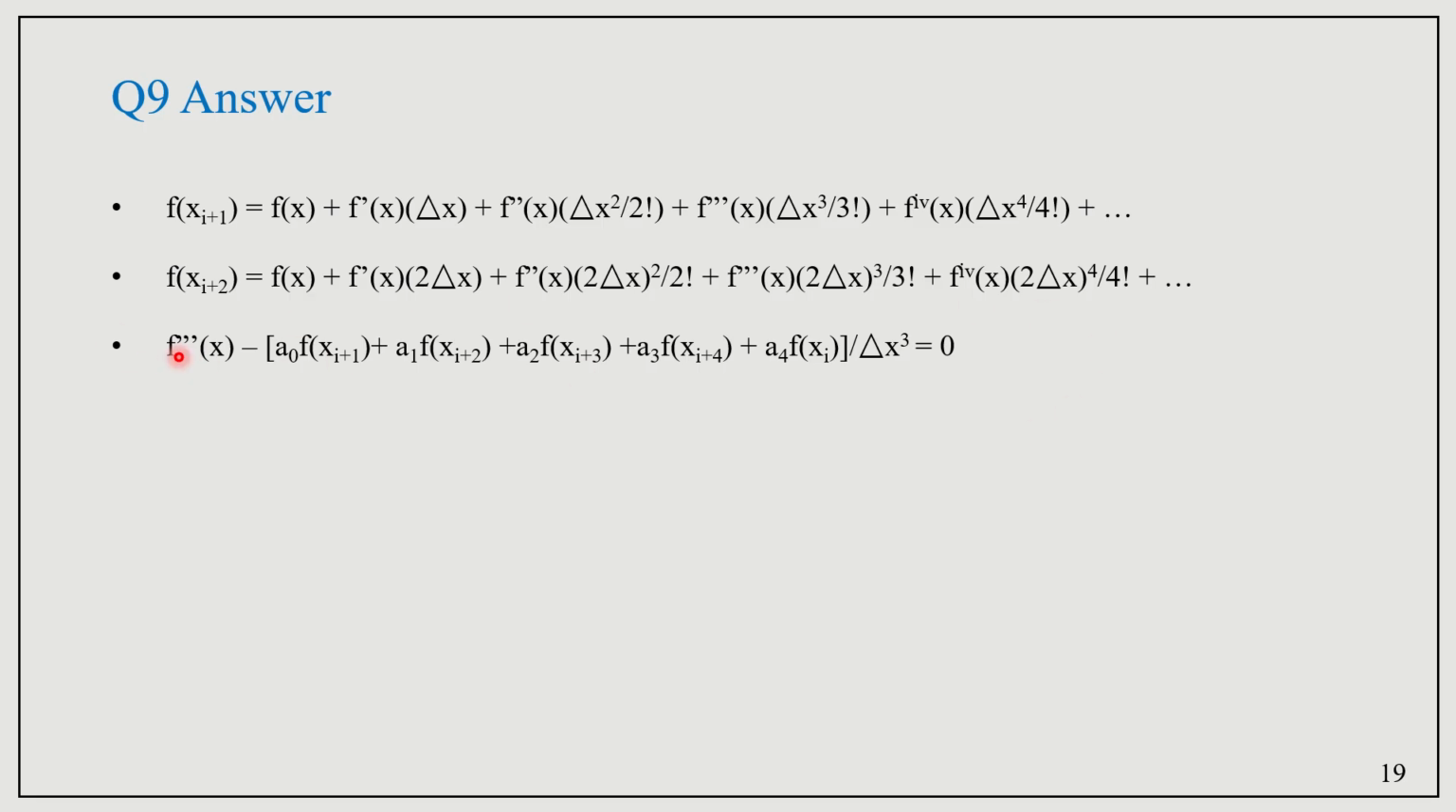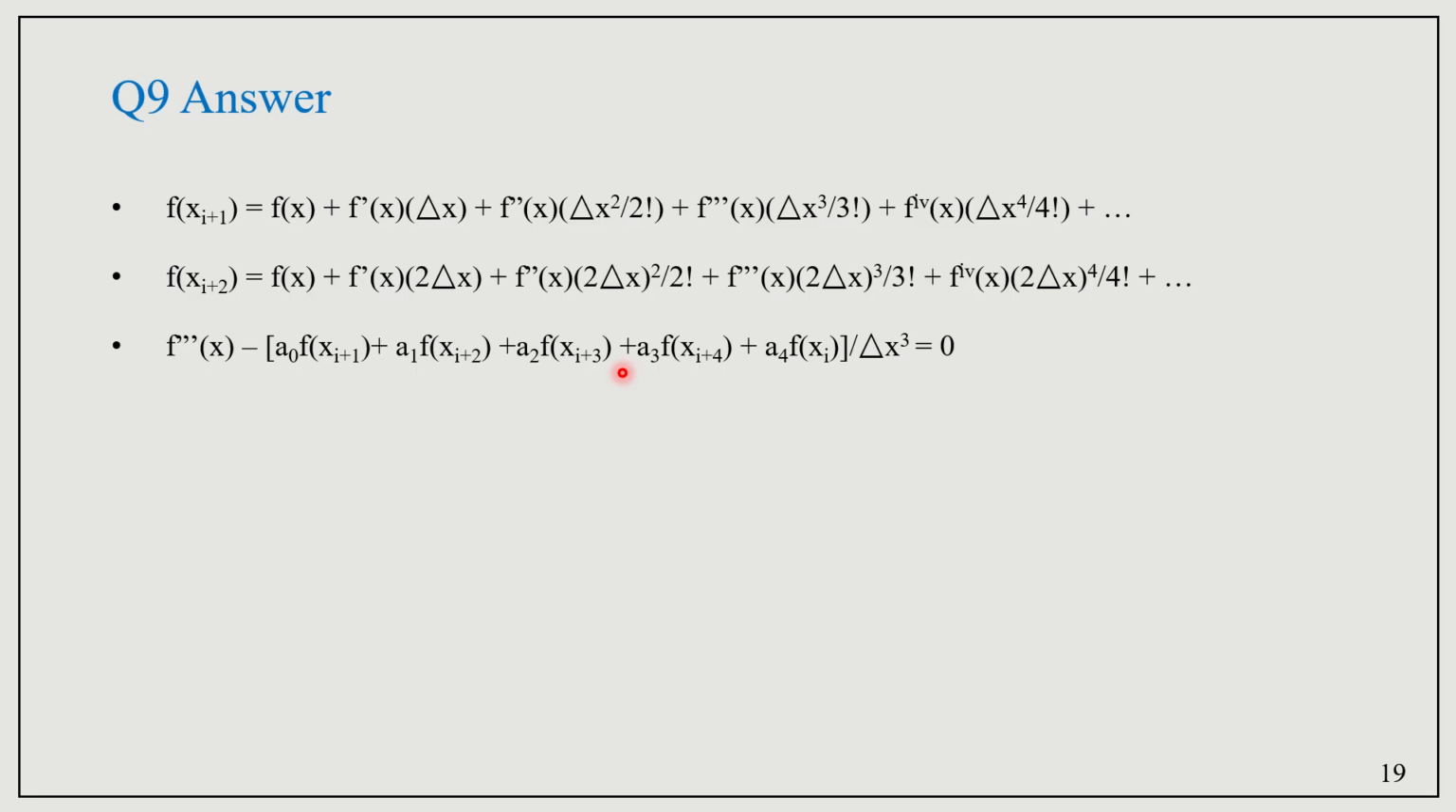And it is got from the question as well. So f triple dash of x minus a naught into f of x at i plus 1 plus a1 into f of x at i plus 2 plus a2 into f of x at i plus 3 plus a3 into f of x at i plus 4 plus a4 into f of x at i, divided by delta x cube. So these are just coefficients for our understanding. Coefficients can be anything. We know the value of 4 of these coefficients, only one is unknown.